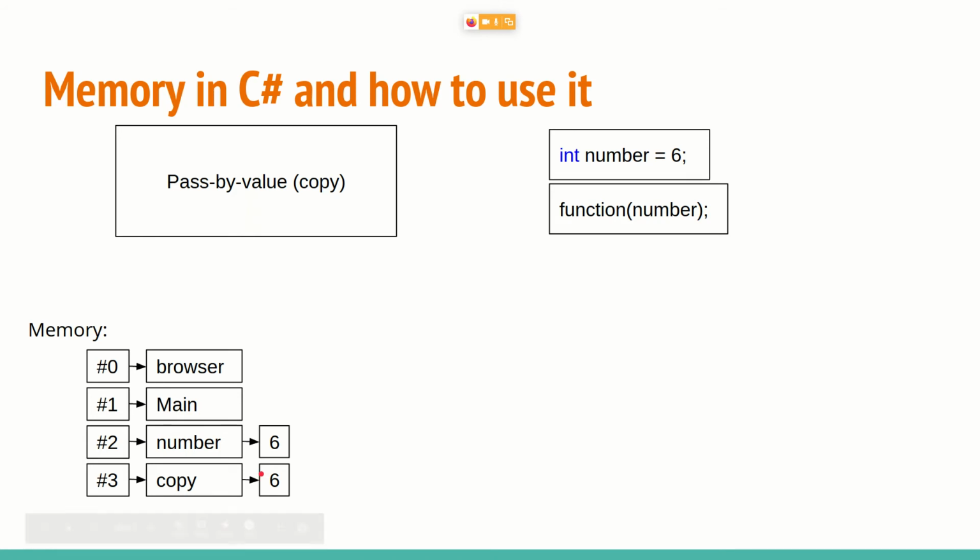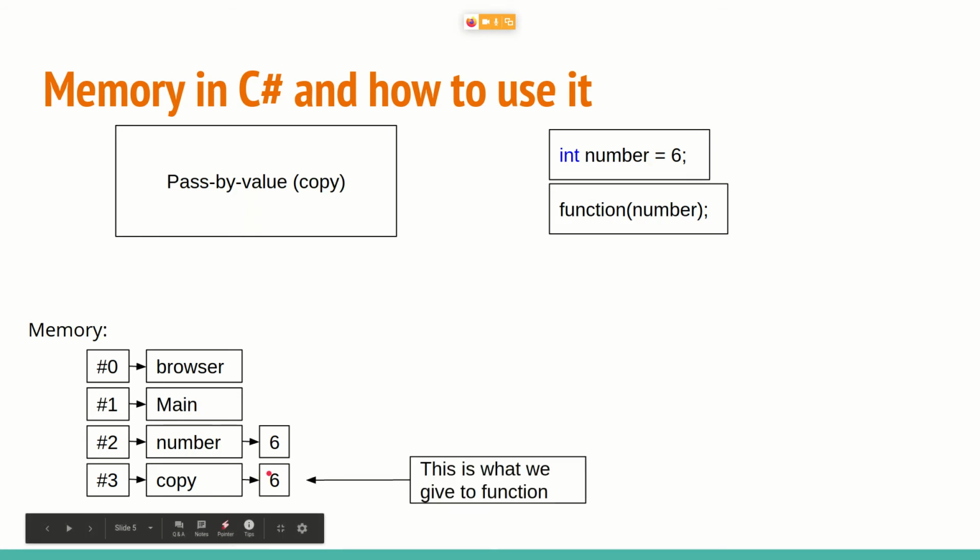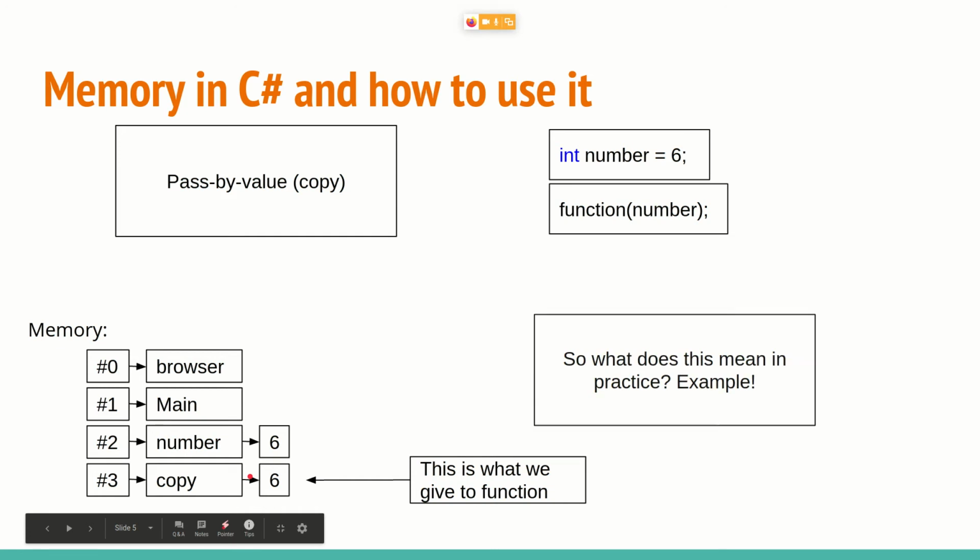So this copy, this is what we actually pass to function. That is what we actually give to function. This is what function is working with. And for the first question today, it's, what does this mean in practice? That's what I'm going to use this example to show you.